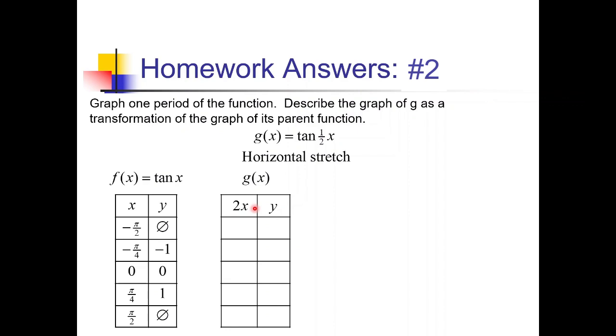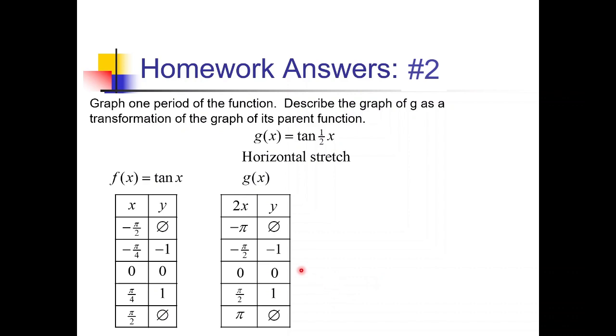So for 2 times x, we multiply each of these x values by 2. So negative pi over 2 is just going to become negative pi. Negative pi over 4 becomes negative pi over 2. 0 is 0. Pi over 4 is now pi over 2, and pi over 2 is now pi. For the y values, we just keep the originals. We're still undefined at negative pi over 2. Then we've got negative 1, 0, 1, and undefined.